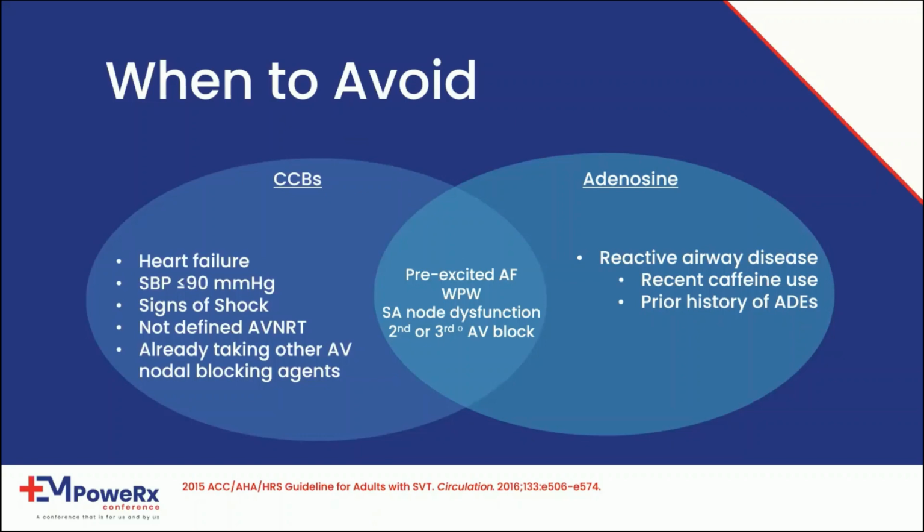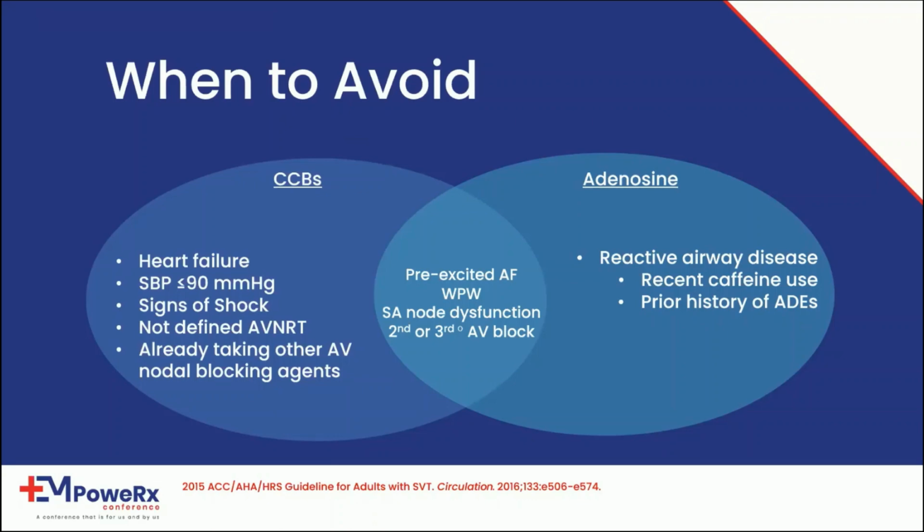If a patient presents already taking pretty decent doses of a beta blocker or other calcium channel blockers and AV nodal agents, it might be a consideration to avoid calcium channel blockers and lend you towards the adenosine track.